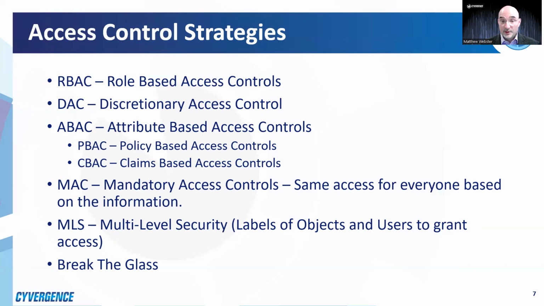There's also multi-level security out there. This is where you have labels of objects and users to grant access. So you might tag an object, you might tag a user, then you have a matrix for what they can gain access to. And that would be the way that you implement a multi-level security environment. Again, this is a little more common in applications, but it's just a general strategy that some companies and some applications may find applicable, and some companies start to work down.